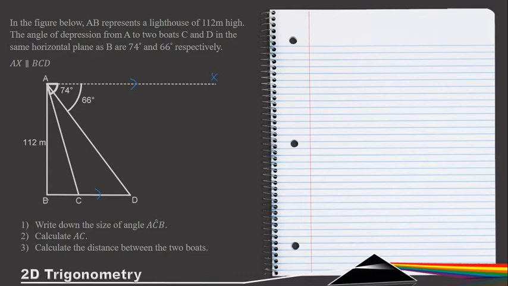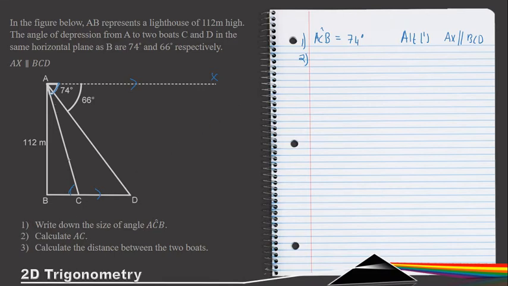So ACB is this angle over here, and these parallel lines should immediately ring a bell, so we can see that this one and this one are alternate angles. So if I go to question 1, angle ACB is equal to 74 degrees, and the reason is it's alternate angles, and AX is parallel to BCD.